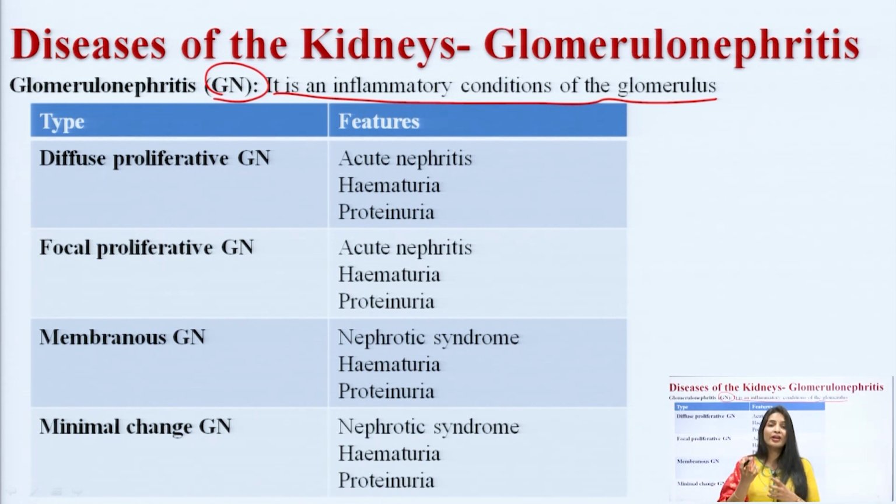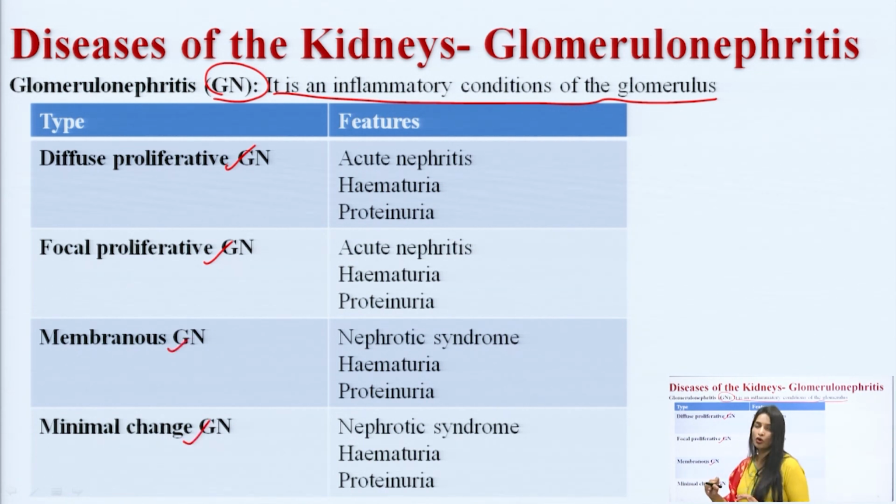So glomerulus का inflammatory condition को आप glomerulonephritis कहते हैं. So how many types होता है? हाँ, कितना types है glomerulonephritis? So glomerulonephritis is mainly of 4 types. What are they? Diffuse proliferative glomerulonephritis, focal proliferative glomerulonephritis, third one is membranous glomerulonephritis, and the last one is minimal change GN. So these are the 4 types: diffuse proliferative, focal proliferative, membranous, and minimal change glomerulonephritis.